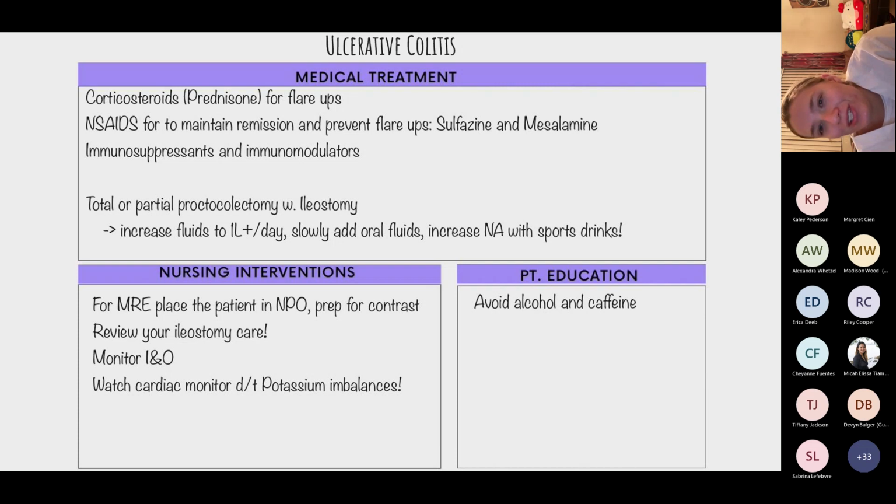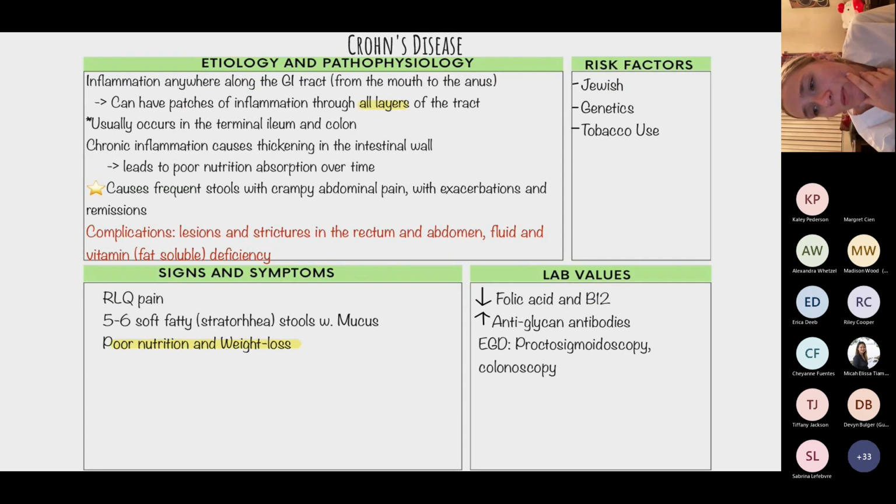Again, nursing interventions, if we need to get a visual picture of what's going on, we keep the patient NPO and prep for a contrast. Okay. Really, really, really want you guys to be concerned about UC. Not only do we have a bleeding issue, but 10 to 12 stools is a lot. They can lose a lot of fluid, a lot of electrolytes. So watch for those signs and symptoms of dehydration, those dry mucous membranes, poor skin turgor, all of those very important things. Up next, we have Crohn's.